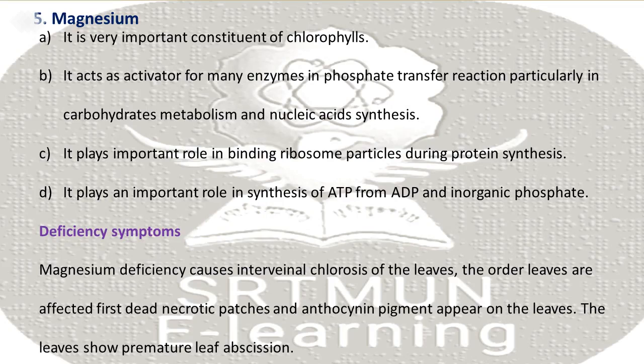Deficiency symptoms. Magnesium deficiency causes interveinal chlorosis of the leaves. The older leaves are affected first. Dead necrotic patches and anthocyanin pigment appear on the leaves. The leaves show premature abscission.